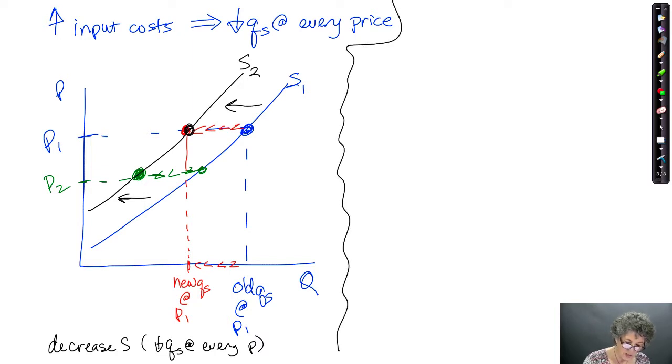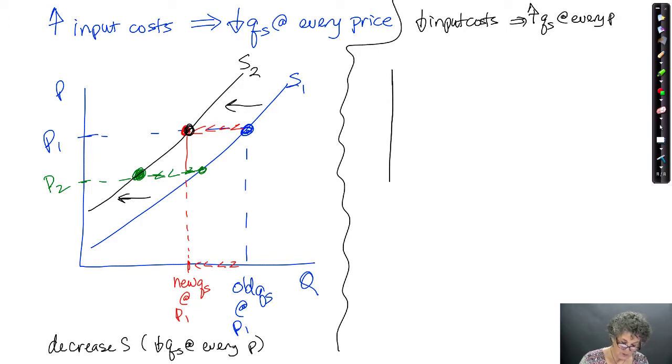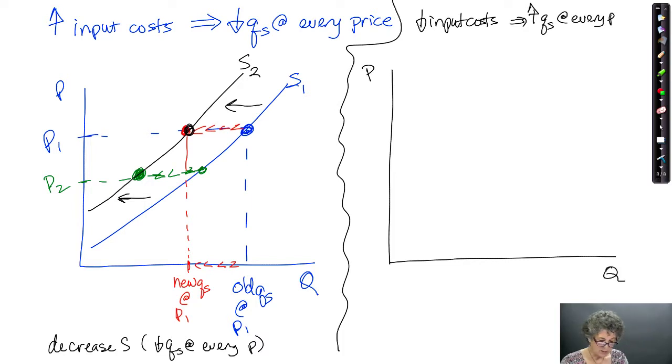On the other hand, if there had been a decrease in input costs, if labor had gotten cheaper, for instance, then we would have an increase in the quantity supplied at every price of frozen yogurt. So at every possible price of the frozen yogurt, there would be a higher quantity that the market would be willing to supply.